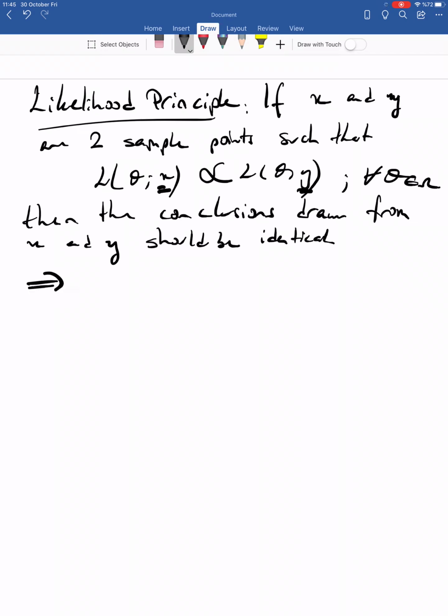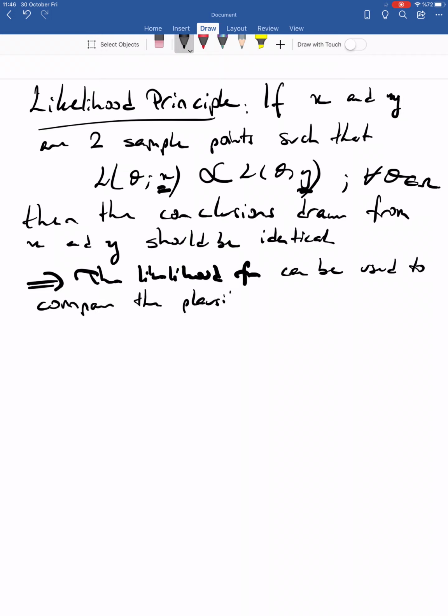So this means that the likelihood function can be used to compare the plausibility of various parameter values using different samples.